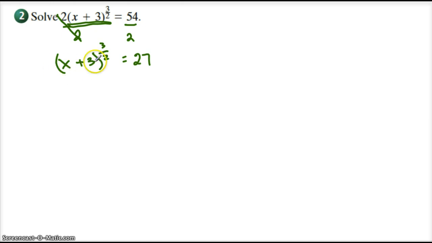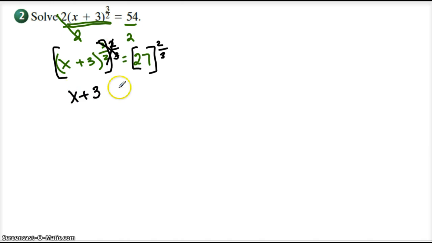Okay, now this is isolated, so we're good. But we need to now solve it for this expression. We need to do the inverse operation, the opposite of 3/2. So we are going to raise both sides, because what we do to the left, we have to do to the right. We're going to raise both sides to the reciprocal power, so that's going to be 2/3. So these cancel, and we're left with x plus 3 on the left.